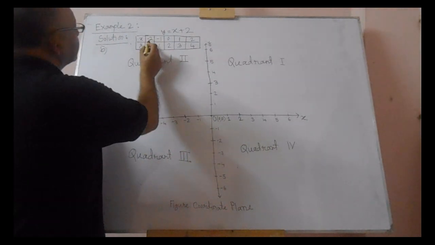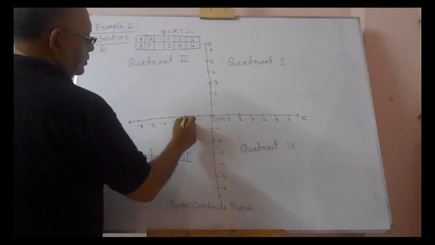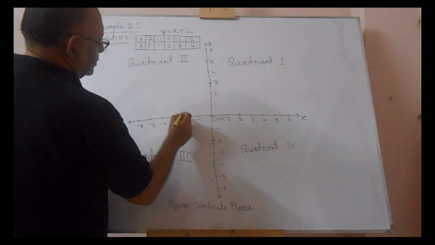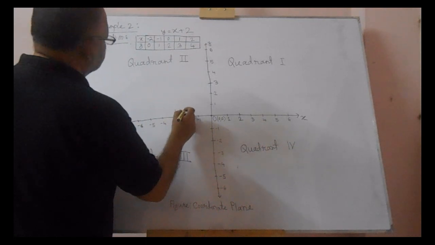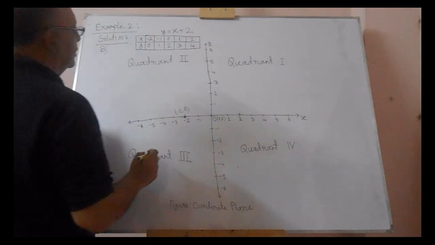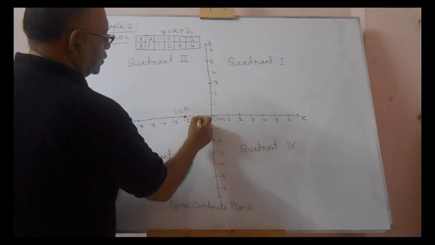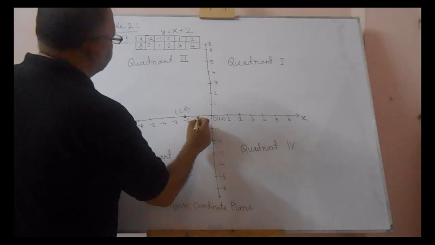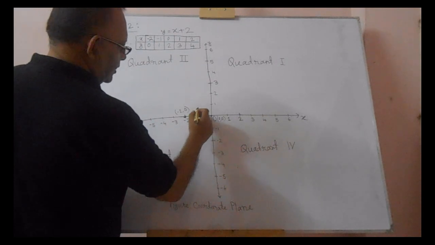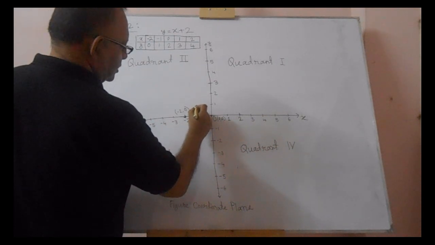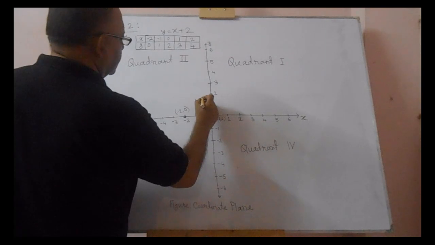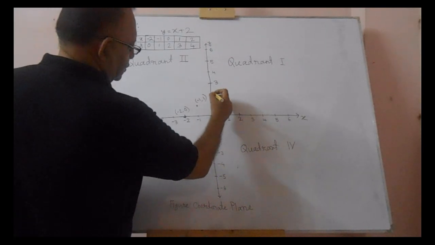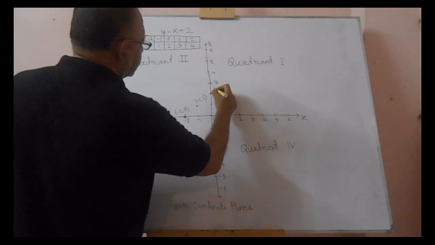So when x equals -2, y equals 0. And this is the point, -2, 0. When x equals -1, y equals +1. So from this point we'll go 1 point up. And this is the point -1, 1. X equals 0 and y equals 2. So this is the point 0, 2.